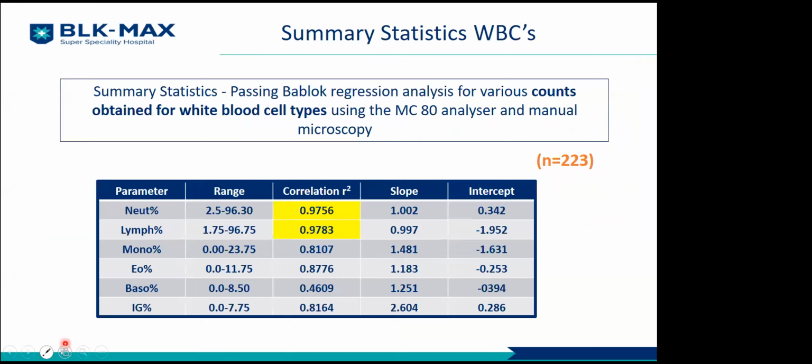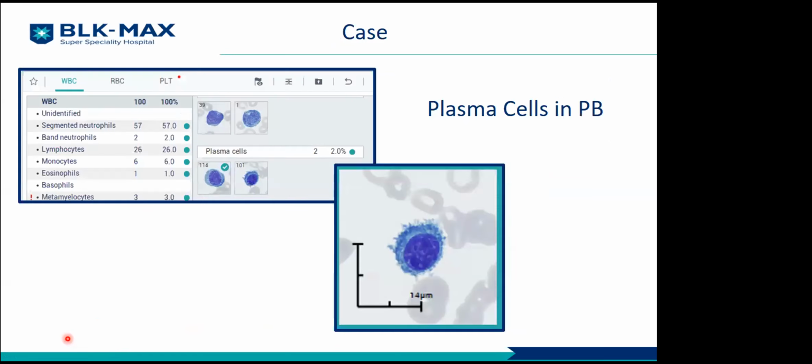When you look at the summary of all the statistics for the WBCs for various cell types, what was very obvious was that there was significant correlation for the neutrophils and the lymphocytes. And of course, for monocytes and eosinophils, it was also relatively significant, but for basophils, the numbers were obviously pretty low, and therefore the correlation did not stand up to that mark.